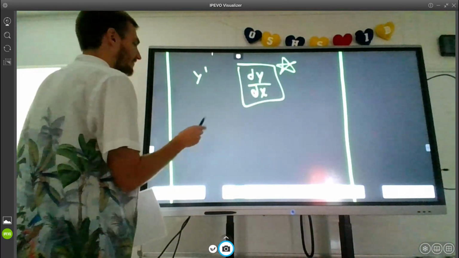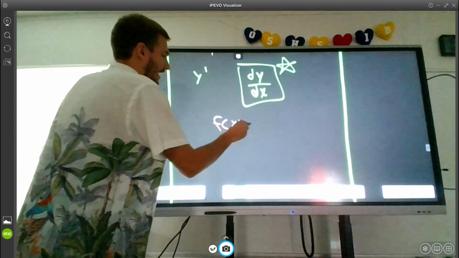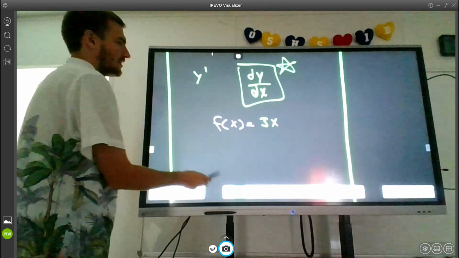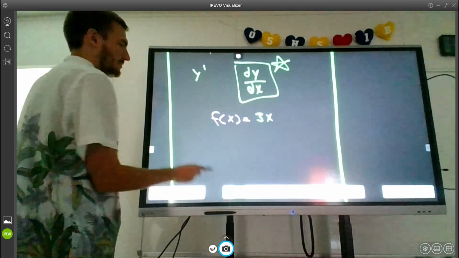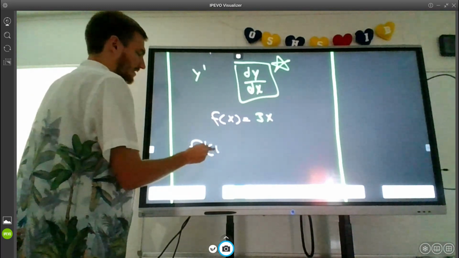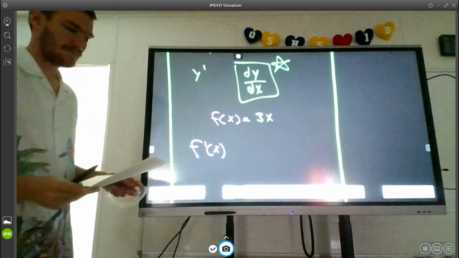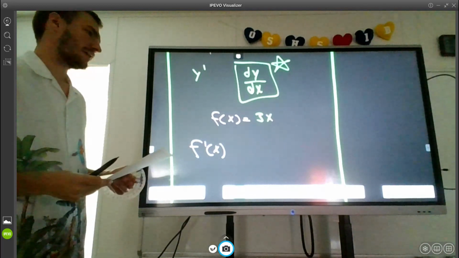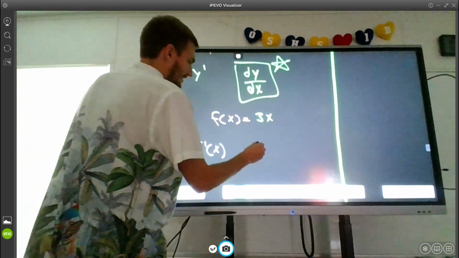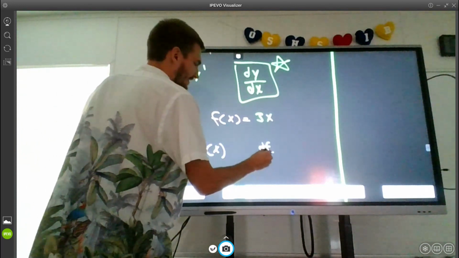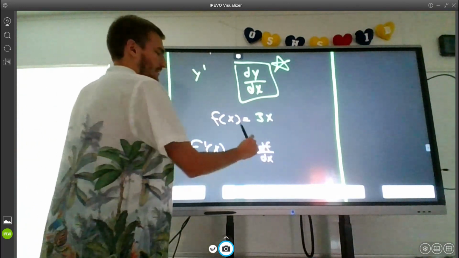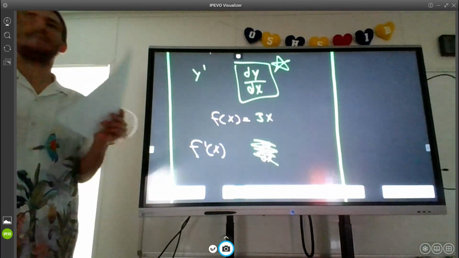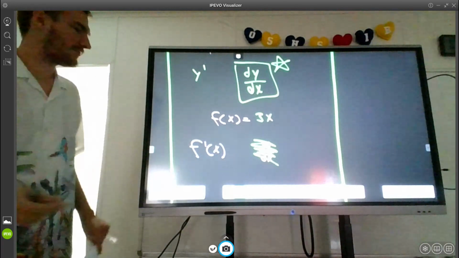Obviously, we have something like f of x equals 3x. I mean, whatever, it doesn't really matter. Another way that we could see this would be f prime of x, and there's this df dx. People don't really like that one. You don't really need to worry about that too much. If you see that dy dx, it just means derivative.